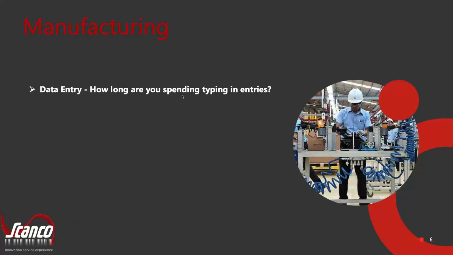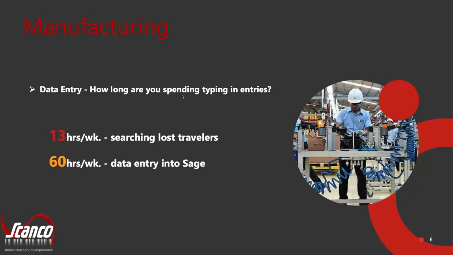So what other questions are we hearing? Well, data entry is taking too long. How long are you spending typing in entries inside of Sage, whether it's a work ticket, whether it's issuing materials, whatever that particular process is? How long is it taking you? Well, before we can do the data entry, we have to spend at least 13 hours a week just searching for lost travelers. Travelers are getting lost, we can't find them. And then once we have those travelers, about 60 hours a week are spent just doing data entry in the back office. Somebody sitting there typing in numbers.